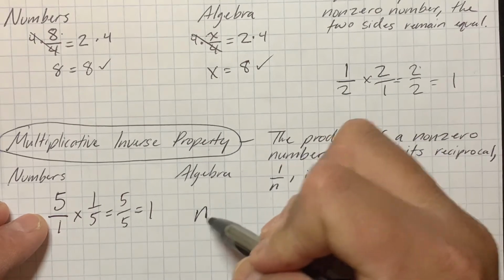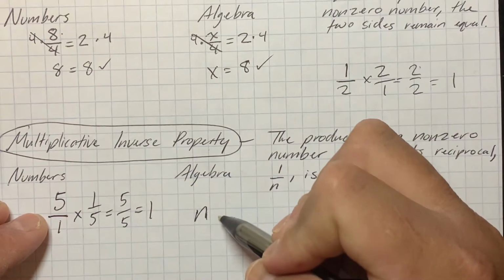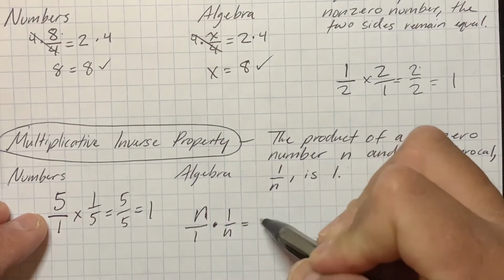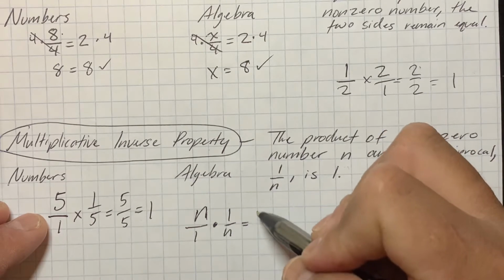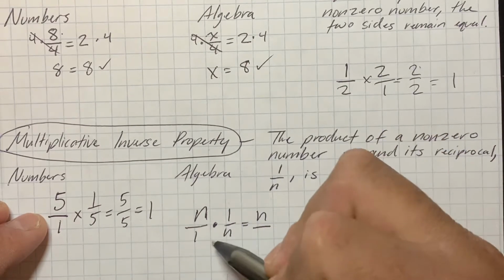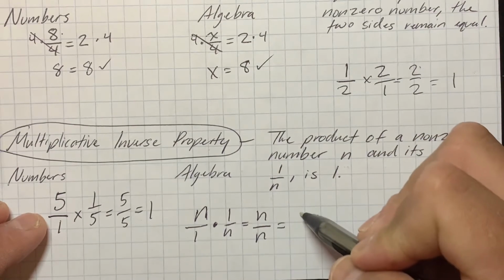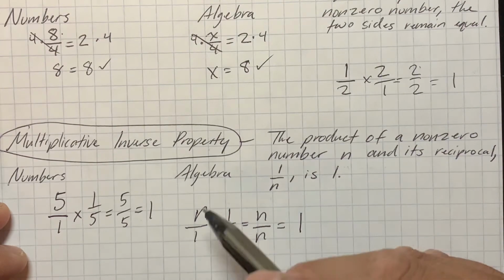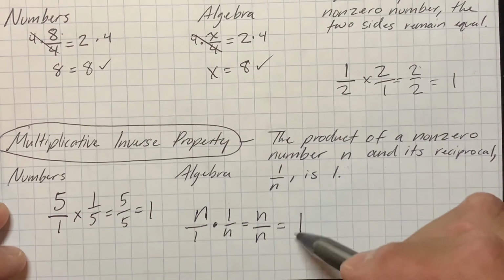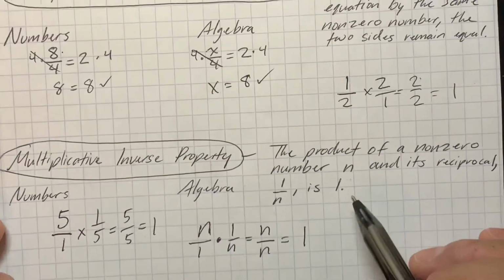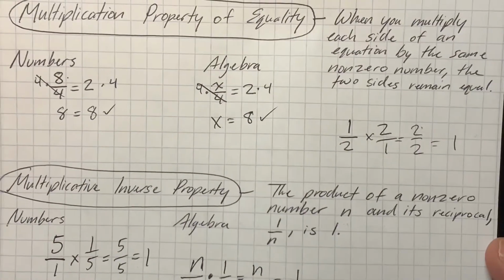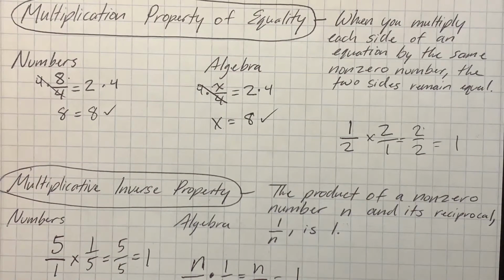Algebraically, we're going to have, let's say n, whatever n is. And now I want to reciprocate that. So n times 1 over n, 1 times n is n, 1 times n is n, n over n is still going to be 1. Okay, so whatever the value of n is, it could be any value out there, we're still going to get the product 1. And that's the multiplicative inverse property, and the multiplication property of equality. So we're going to use those two to help us out, and we'll apply them to the next examples.